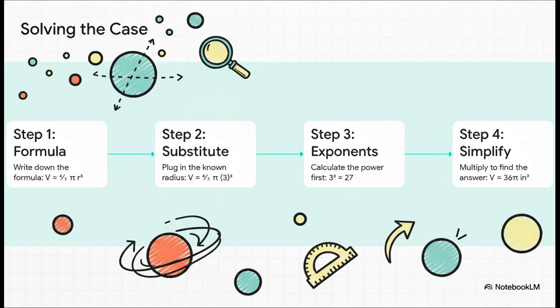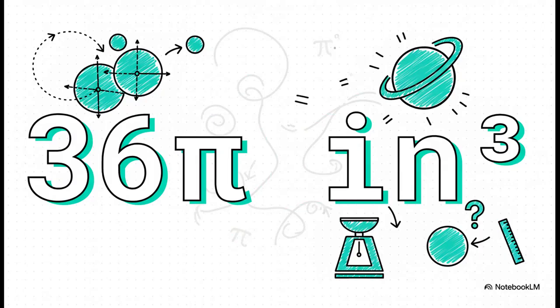Step 1. Always write down the formula. V equals 4/3 pi r cubed. Got it? Step 2, we plug in what we know. So we swap out that r for a 3. Easy enough. Now step 3 is where people mess up, so pay close attention. Order of operations. You've got to deal with that exponent first before anything else. So 3 cubed, well, that's 3 times 3 times 3, which is 27. Once you have that, the rest is just simple multiplication. And boom, that gives us our answer.